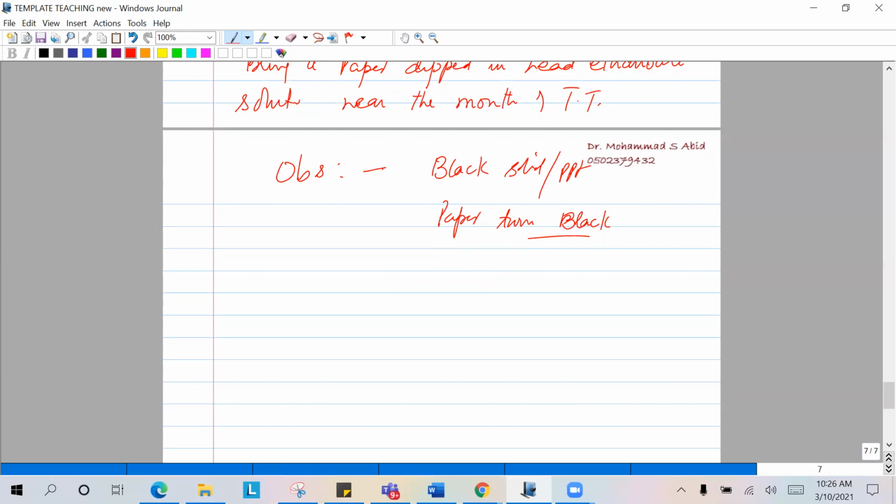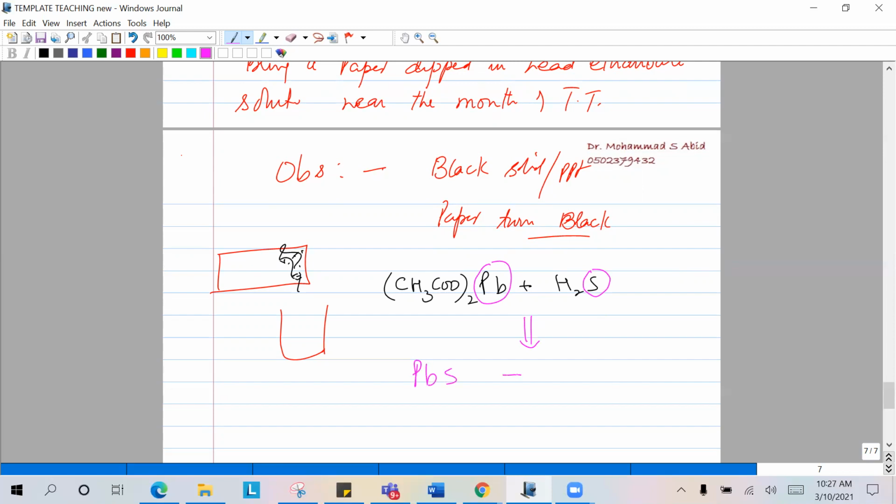Depending on if you are passing H2S gas into a solution of lead ethanoate, then it will be a precipitate. If you have a paper, you bring it near the mouth of the test tube, then it will have black deposits over here. So why is that happening? Because the lead ethanoate is (CH3COO)2Pb. When you react it with H2S, this Pb reacts with the S, forming PbS, and you get your carboxylic acid, which is ethanoic acid. This is your black solid.